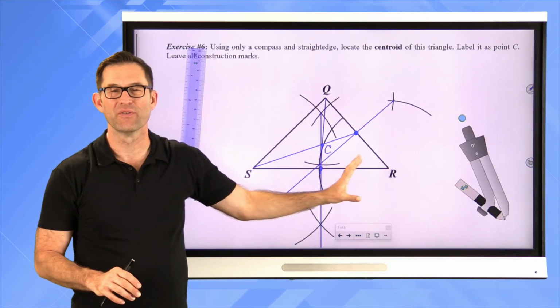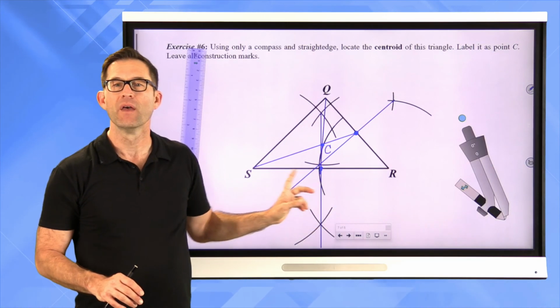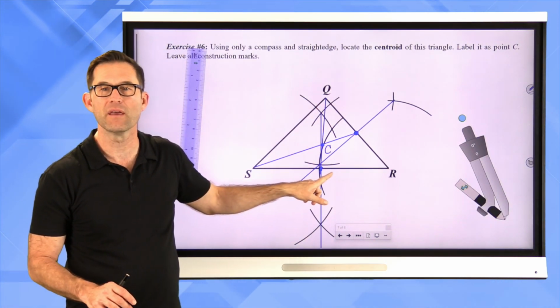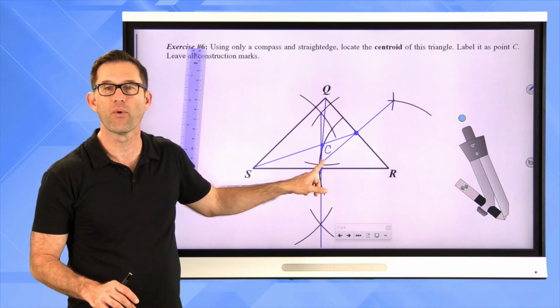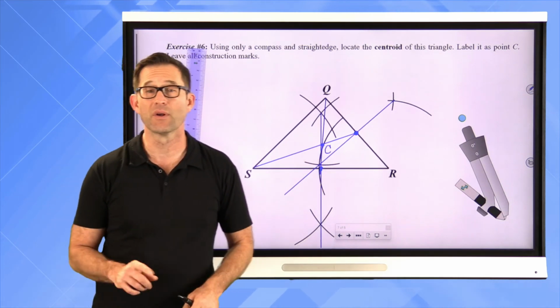Because you've got to construct the two perpendicular bisectors of any two of the sides, right? Then just draw on the medians connecting the vertices with that midpoint, and then where they intersect is the centroid. Now a little side note on centroids.